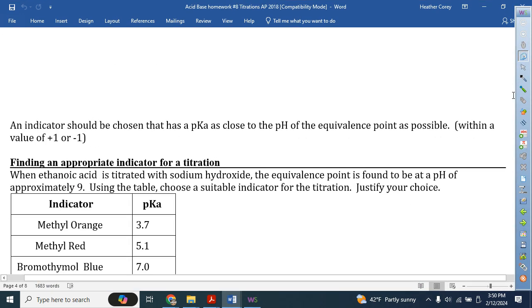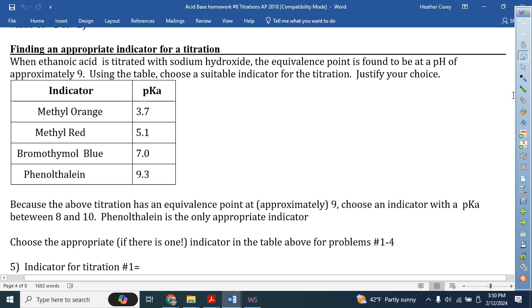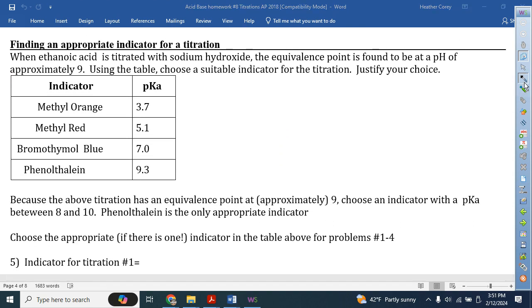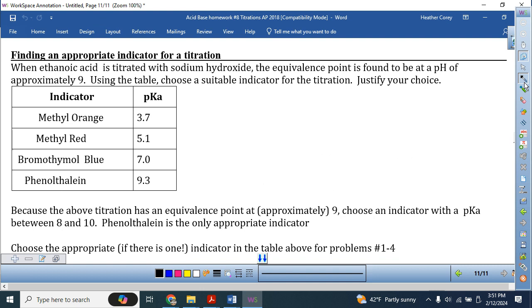All right, so how do you find an appropriate indicator? Ideally, you want the indicator to have a pKa less than 1 away from your target pH, and that's going to be the pH at the equivalence point. The closer you get to the pH at the equivalence point for that titration, the more appropriate that indicator will be.